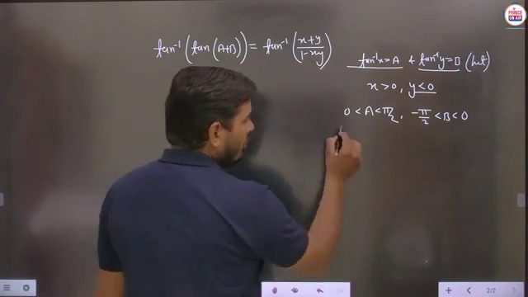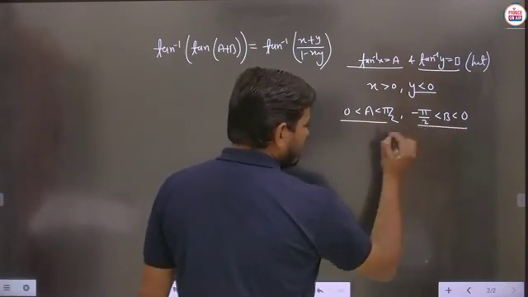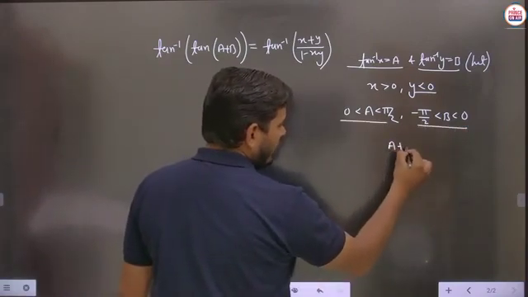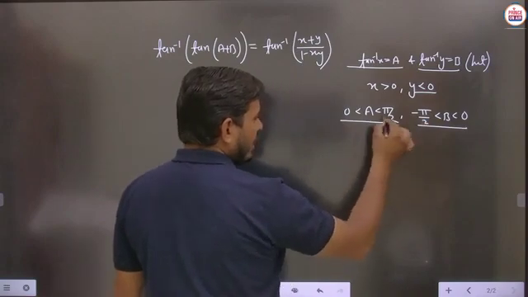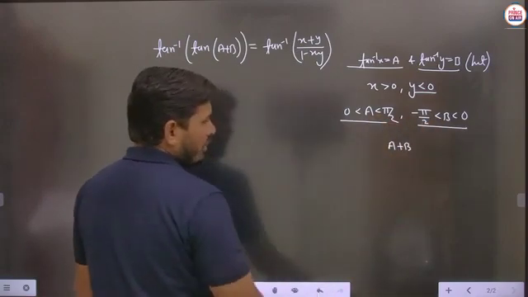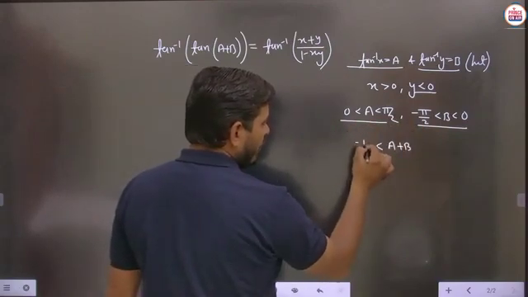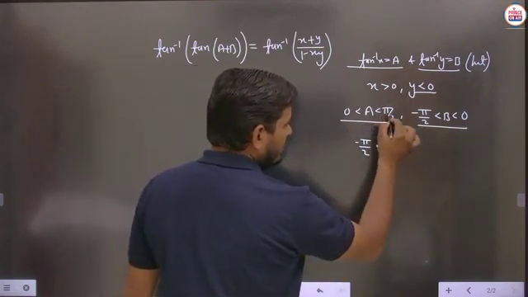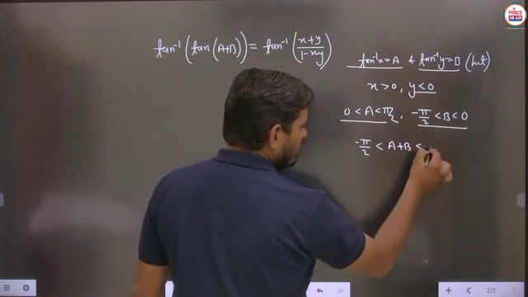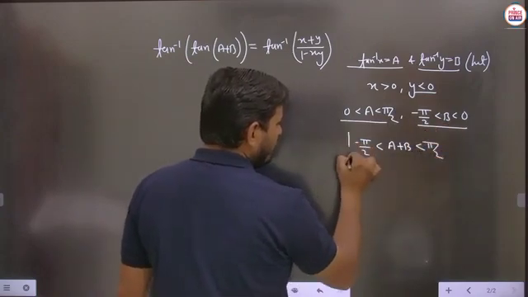Now as per this inequality, we will get the result for A plus B. We are just adding this part and this part, so you can write the middle part as A plus B, and here 0 minus pi by 2 will become minus pi by 2, and here it is pi by 2 plus 0, so it will become pi by 2.